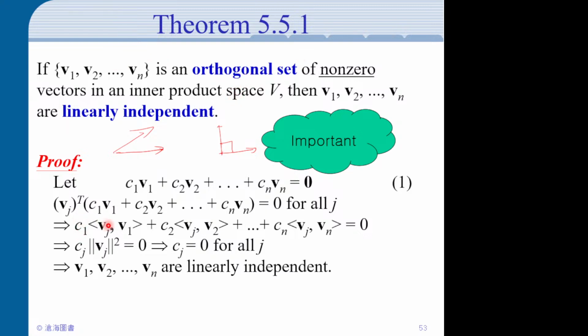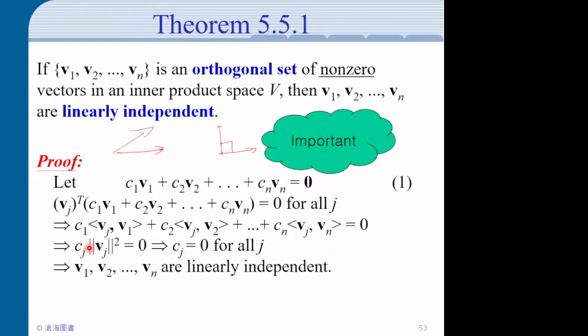So this summation will just become Cj times the Vj inner product with itself, that's the norm of Vj squared. Here we use the nice orthogonal property. Then we use another property that I didn't actually say: we also want every element of the set to be non-zero, because obviously if you have something 0, then the set cannot be linearly independent. So Vj squared is non-zero. Cj times something non-zero equals 0, then that means Cj equals 0.